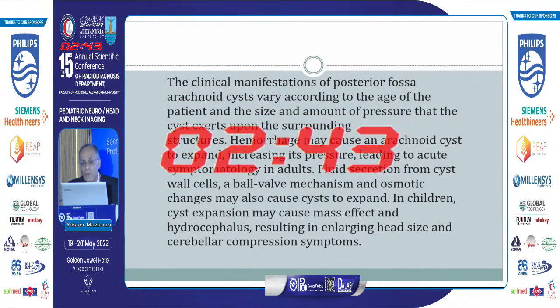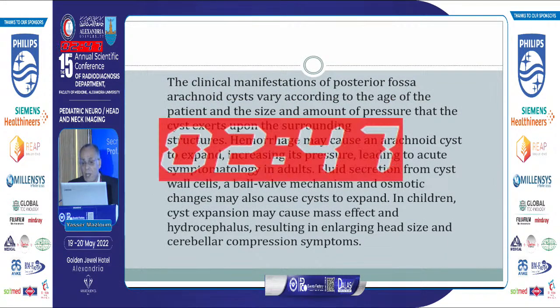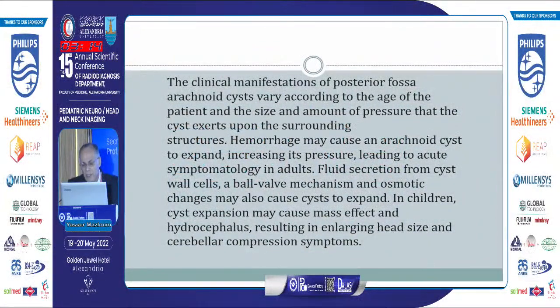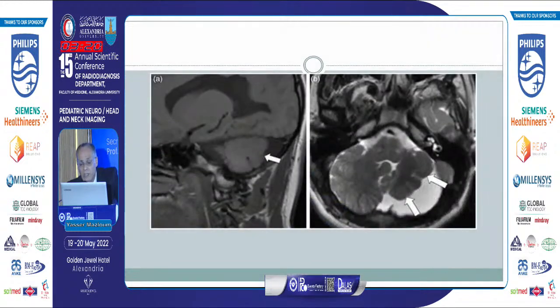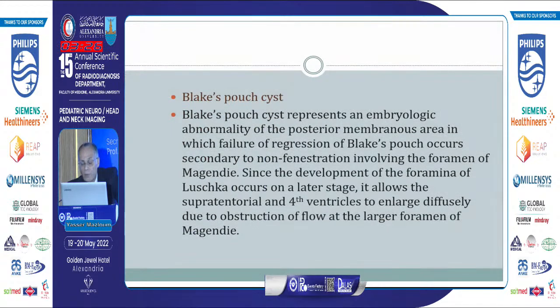The clinical manifestation of posterior fossa arachnoid cyst varies according to the age of the patient and the size and amount of pressure that the cyst exerts upon the surrounding structures. Hemorrhage may cause the arachnoid cyst to expand, increasing intracranial pressure, leading to acute symptomatology in adults. Fluid secretion from the cyst wall, ball valve mechanism and osmotic change may cause the cyst to expand. In children, cyst expansion may cause mass effect and hydrocephalus, resulting in enlarged head size and cerebellospinal compression manifestation. This eccentric cyst is typical for arachnoid cyst.